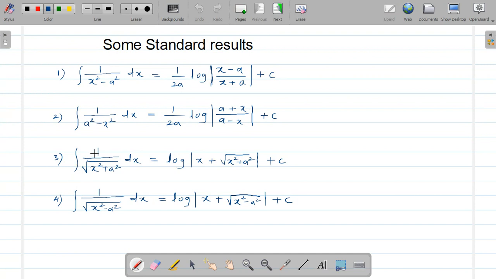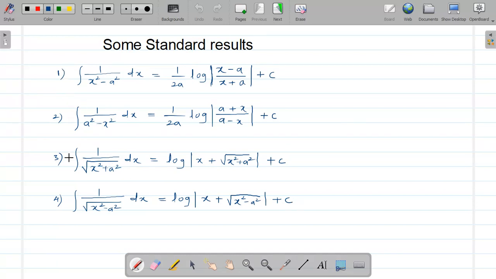Then the third one is, integration of 1 upon root of x square plus a square dx is equal to log of modulus of x plus root of x square plus a square plus constant. And the last one, integration of 1 upon root of x square minus a square dx is equal to log of modulus of x plus root of x square minus a square plus c.